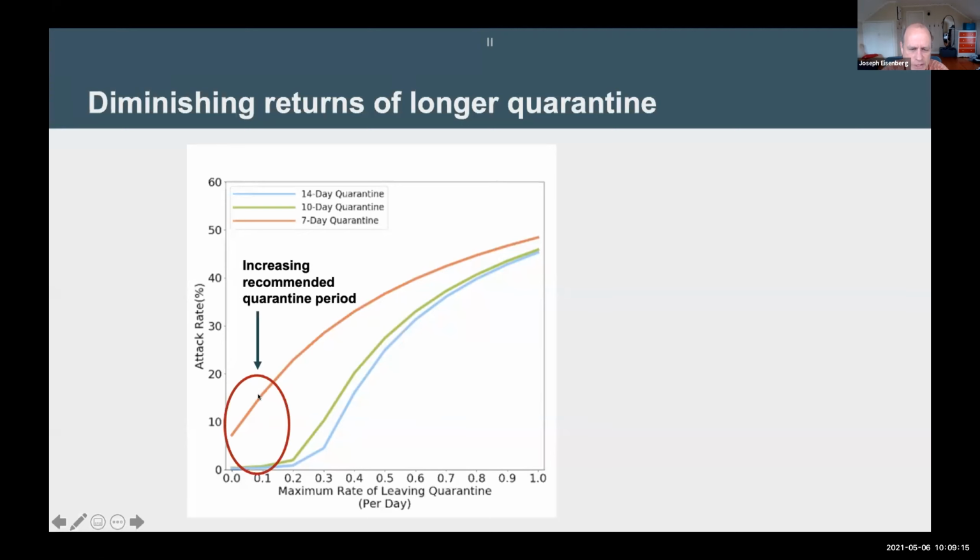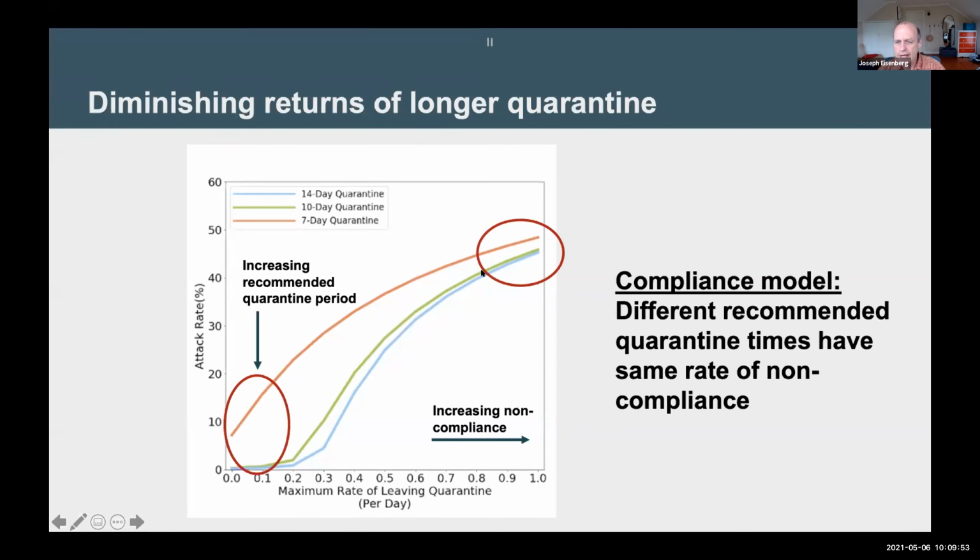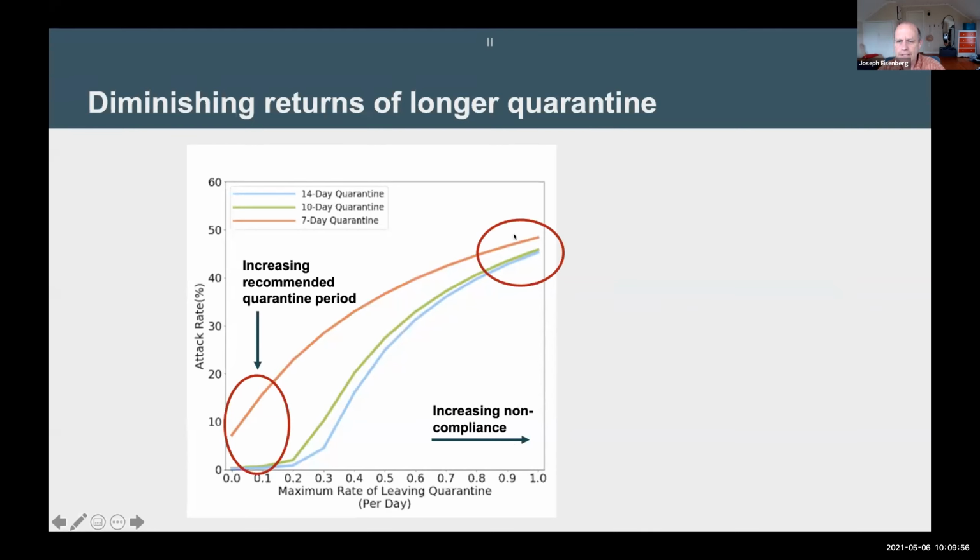we see the first concept that we want to drive home, and that is the concept of diminishing returns of longer quarantine time. As we increase the quarantine time, the incremental benefit of the increase in quarantine recommendation is diminishing. So we see very little difference between a 10 and a 14-day quarantine under this situation where compliance is quite high. The left side of the graph shows high compliance, with very little difference in cumulative incidence between a 10 and a 14-day quarantine.